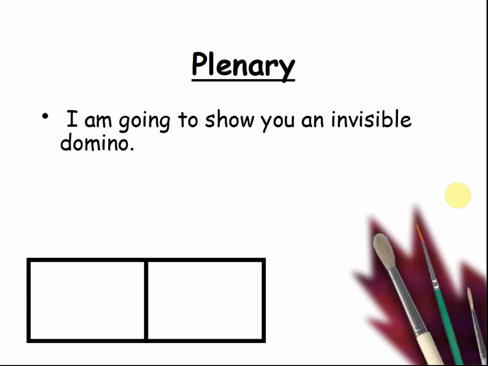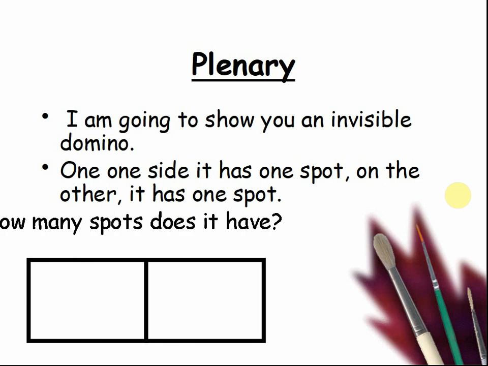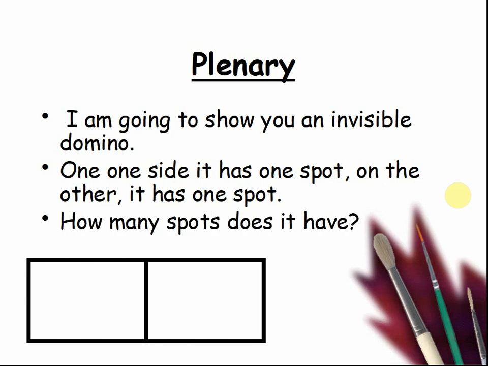I'm going to show you an invisible domino. One side it has 1 spot. On the other it has 1 spot. How many spots does it have? On one side it has 1 spot. On the other it has 1 spot. How many spots would my invisible dominoes have altogether? 3, 2, 1, tell me. That's right, it would be 2. 1 plus 1 is 2. There they are. They are now visible. You can see them.